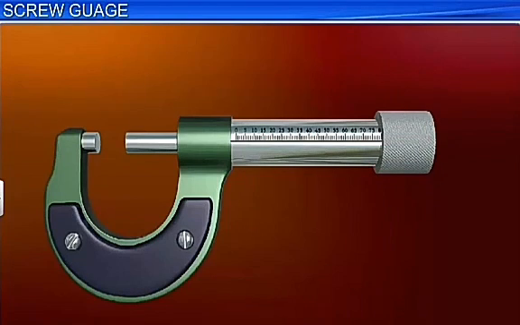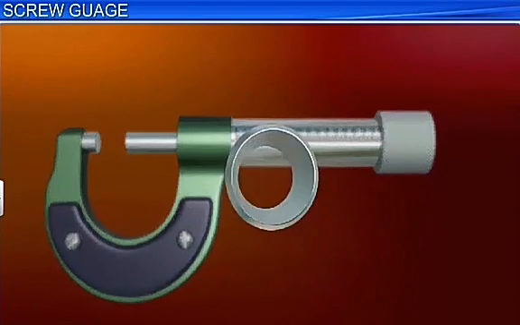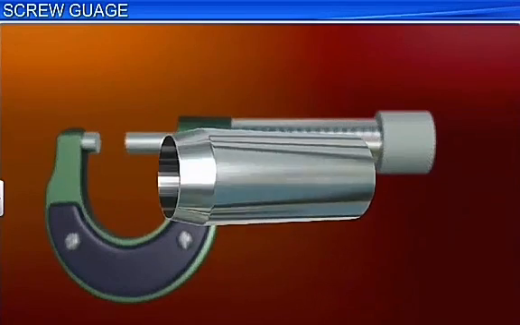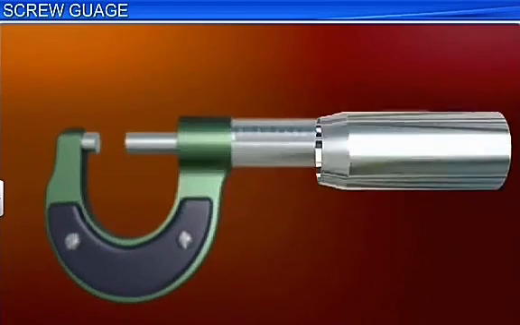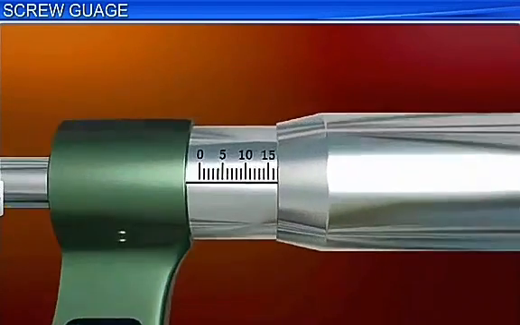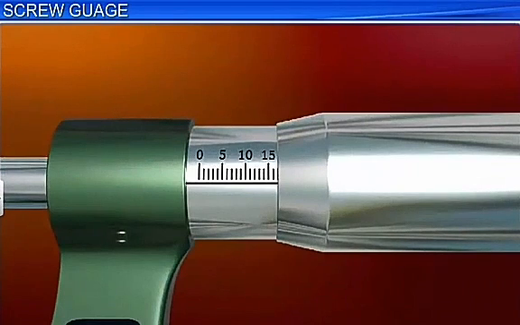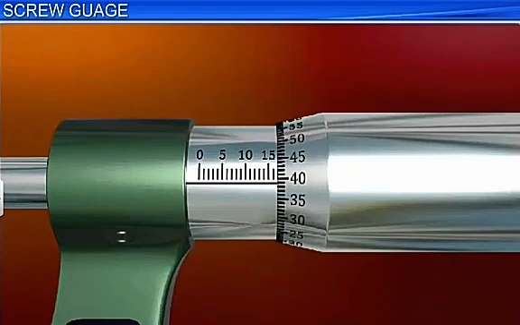To the milled head, one end of another hollow cylinder is connected. This hollow cylinder is called the barrel. The other end of the barrel is tapered and graduations are made. There are either 50 or 100 equal divisions on it. This is called the head scale, circular scale, or thimble.